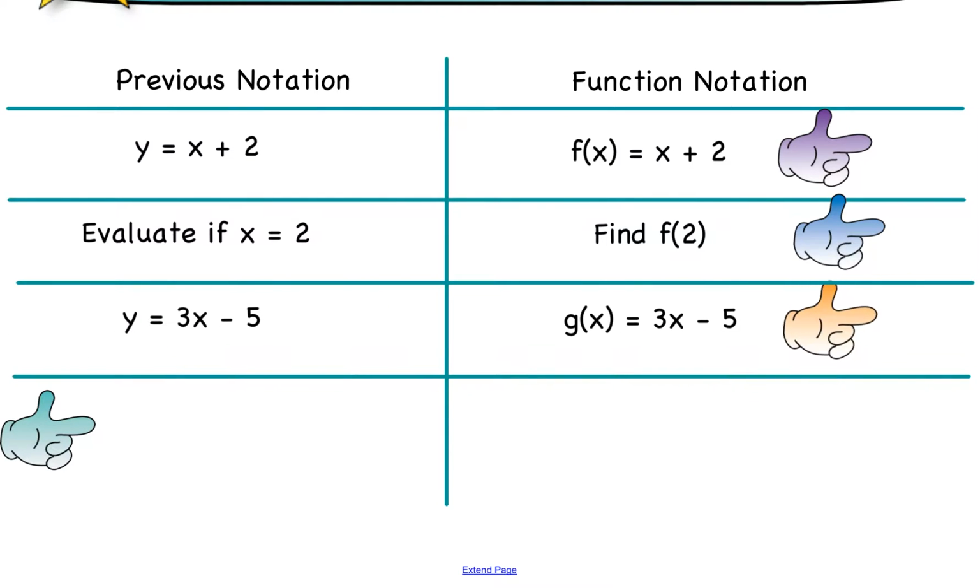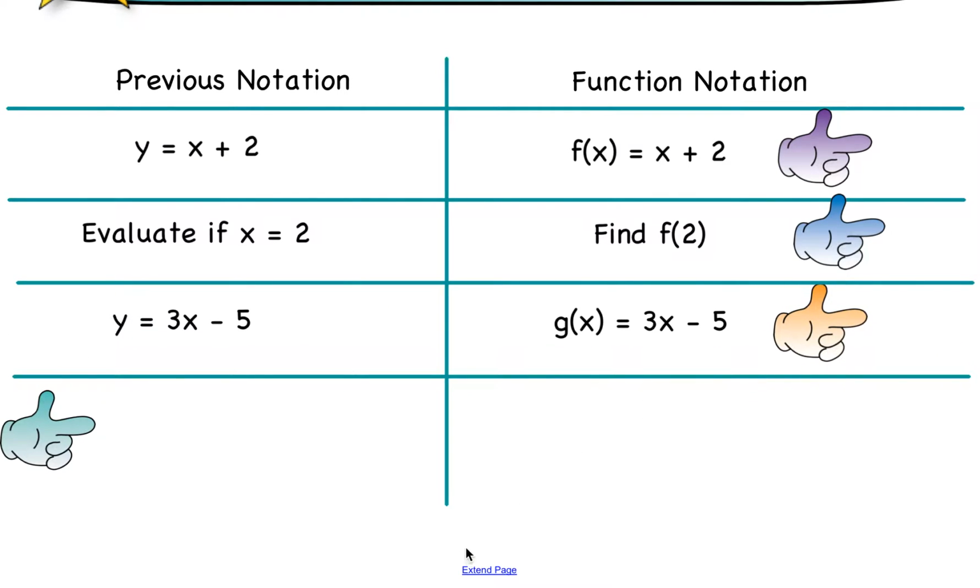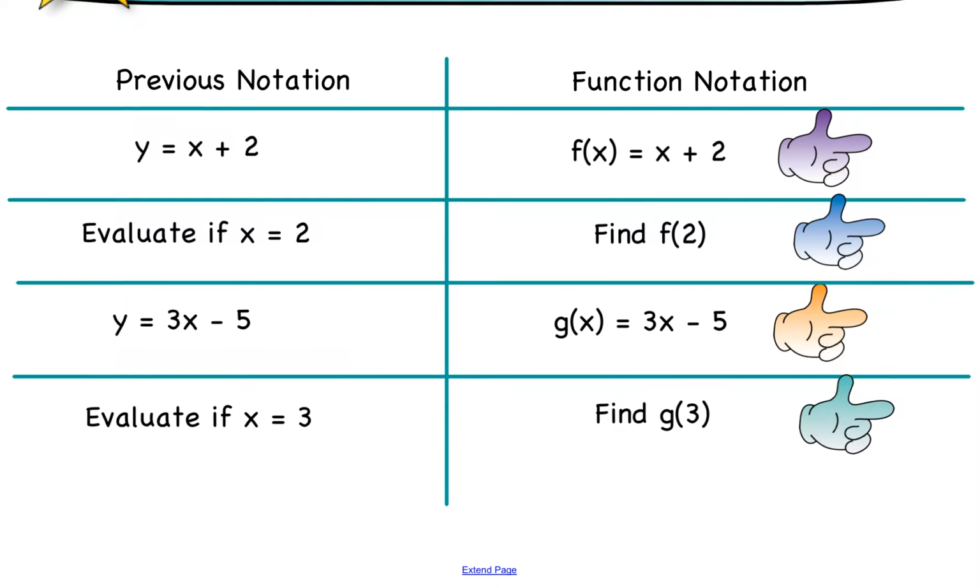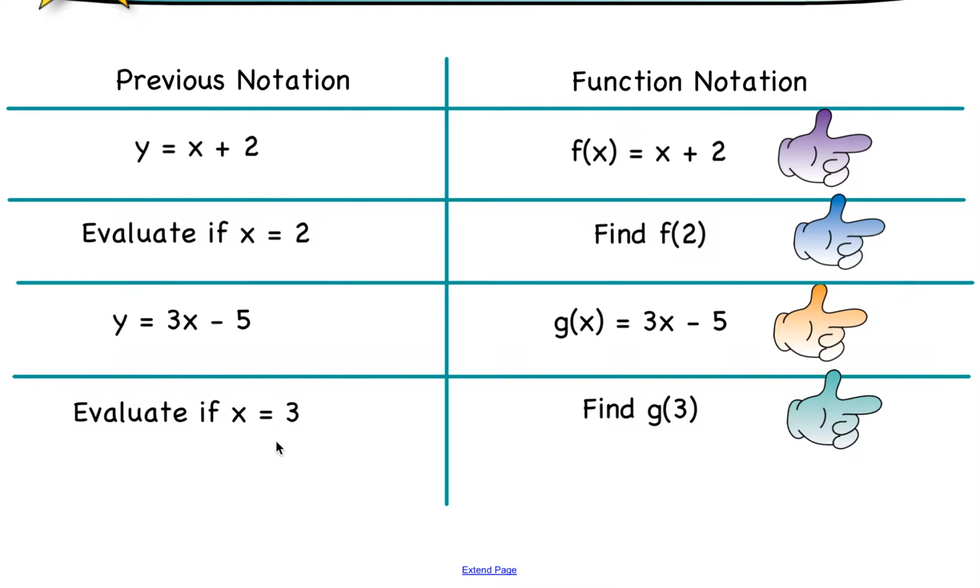Here's another example for you. y equals 3x minus 5. This one we might define as function g of x equals 3x minus 5. So the function letter is g. And again, if we wanted to evaluate that function at x equals 3, we would say find g of 3. So that's the notation and how that's different from what you are used to.